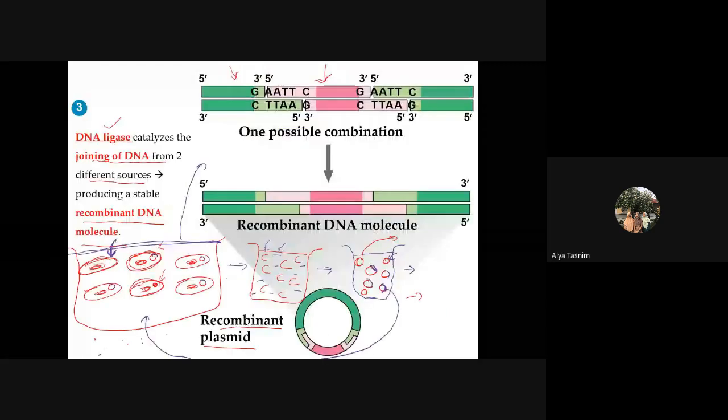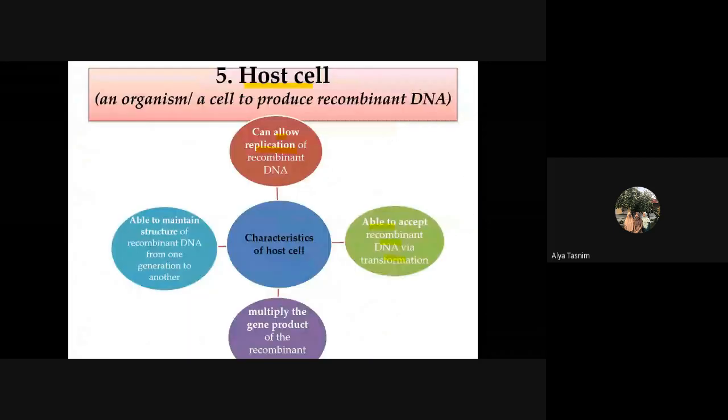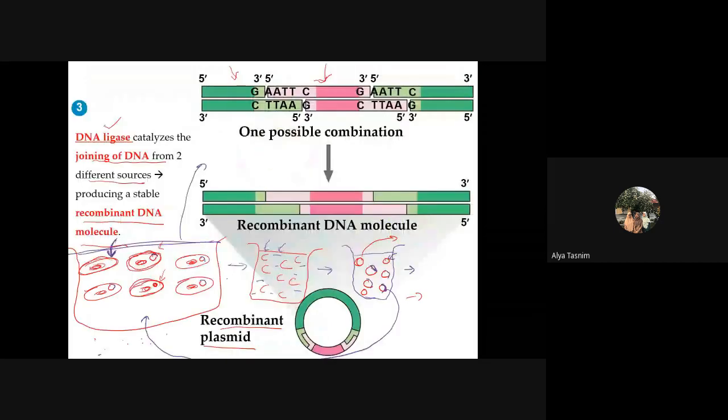So after you have produced the recombinant plasmid here kan, you need the host cell. So the host cell yang ni lah. So tool yang ke-5 adalah the host cell, yang bacterial cell. Okay.